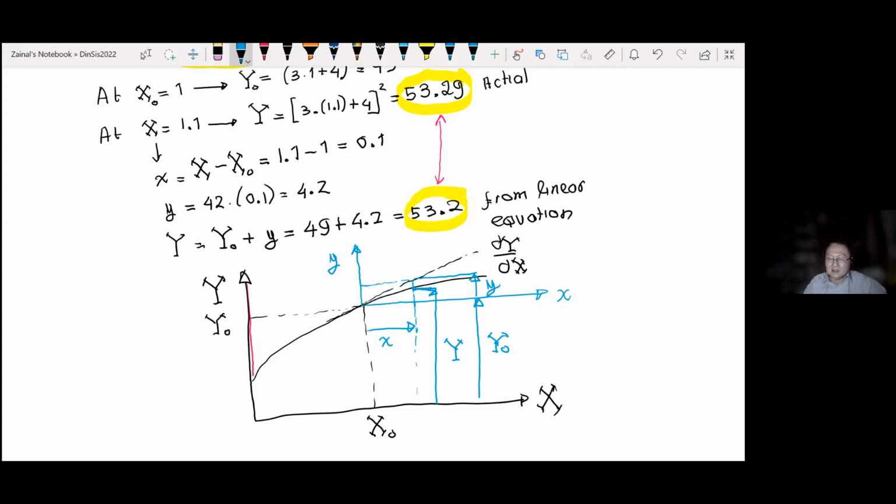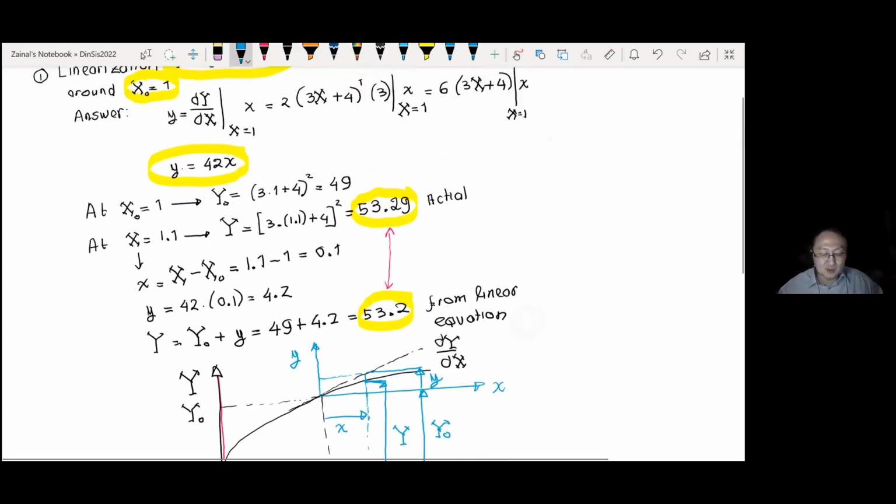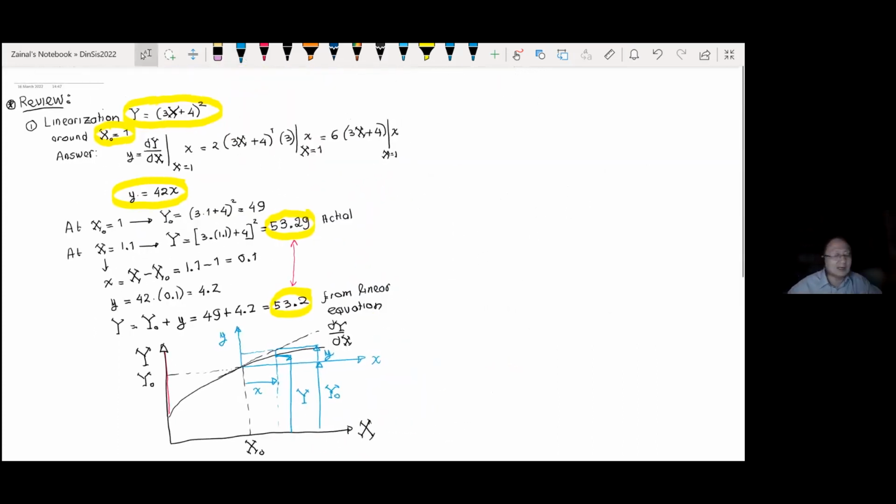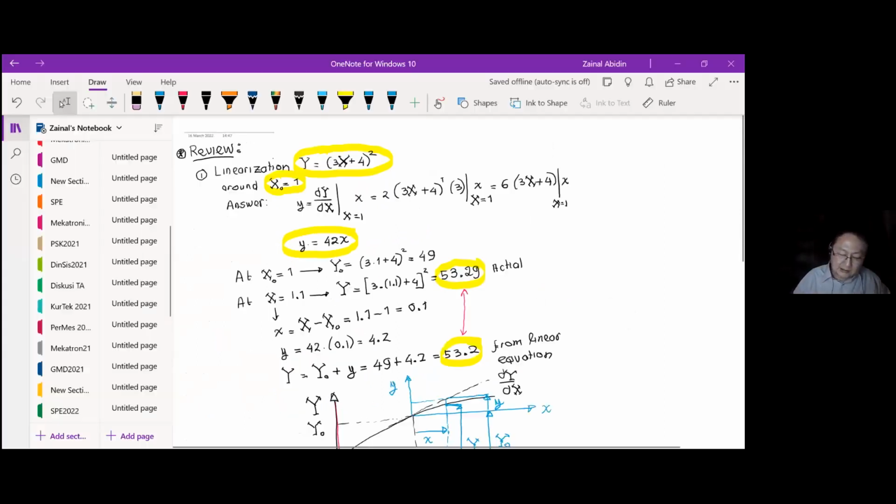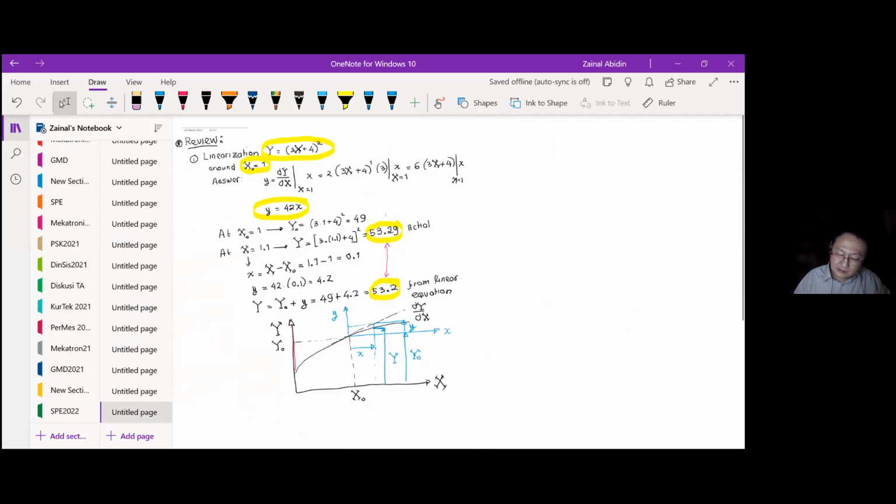Any question about linearization? Just to remind you that we already learned about linearization. Okay, if you have no question, I will continue.